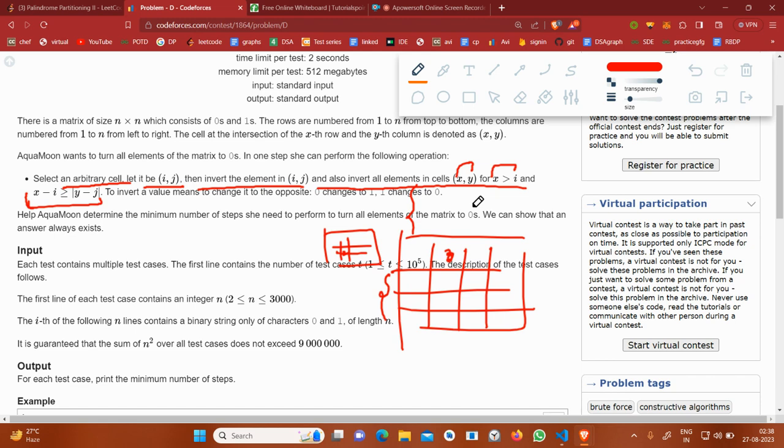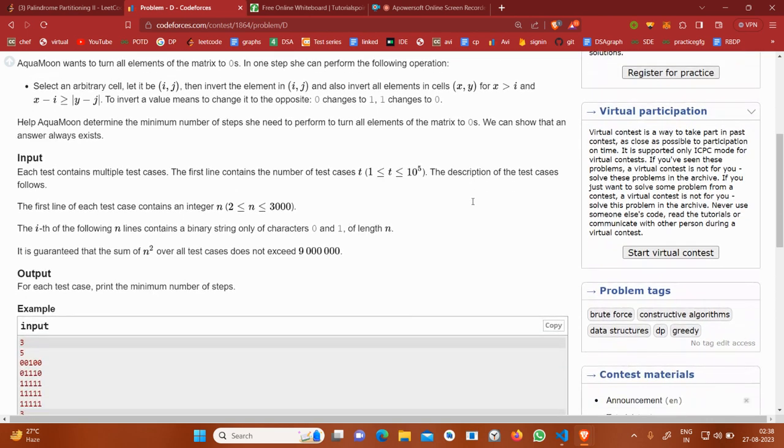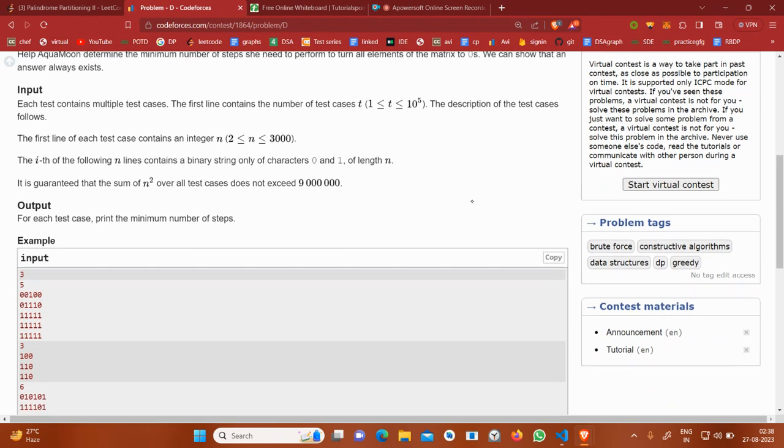To invert a value means 0 changes to 1 and 1 changes to 0. It's quite obvious as usual. Now help Aquamoon determine the minimum number of steps she needs to perform to turn all elements. So basically, we have to return the minimum number of steps so that all the elements of the matrix change to zeros. Okay. So let's talk about the constraint.